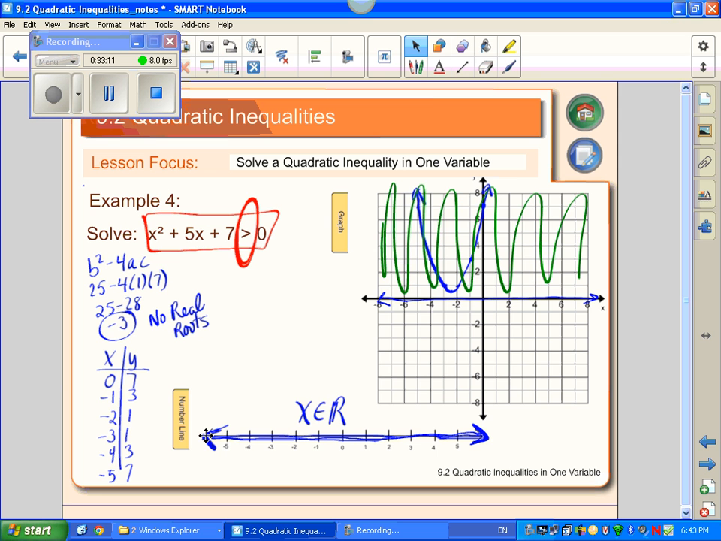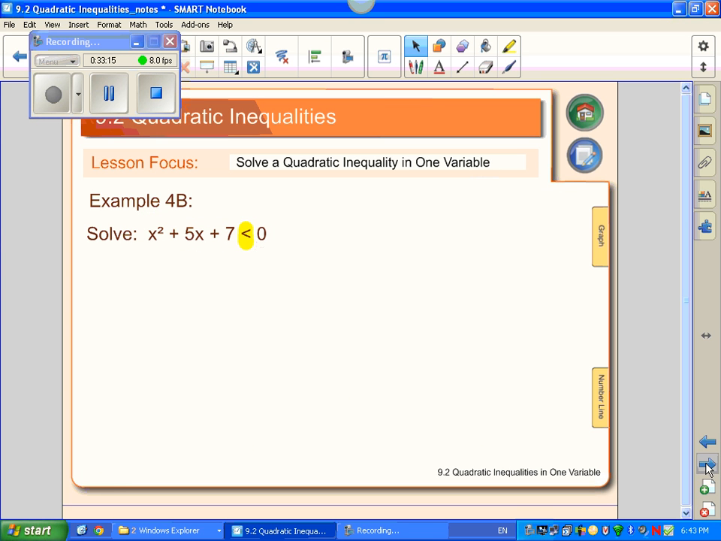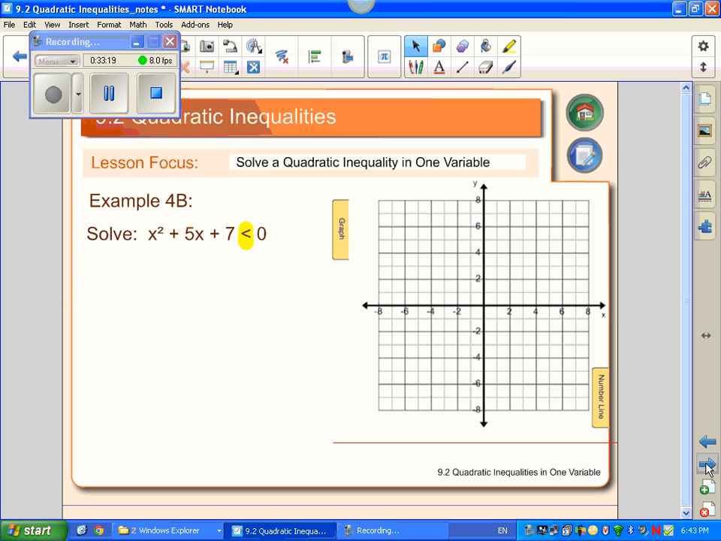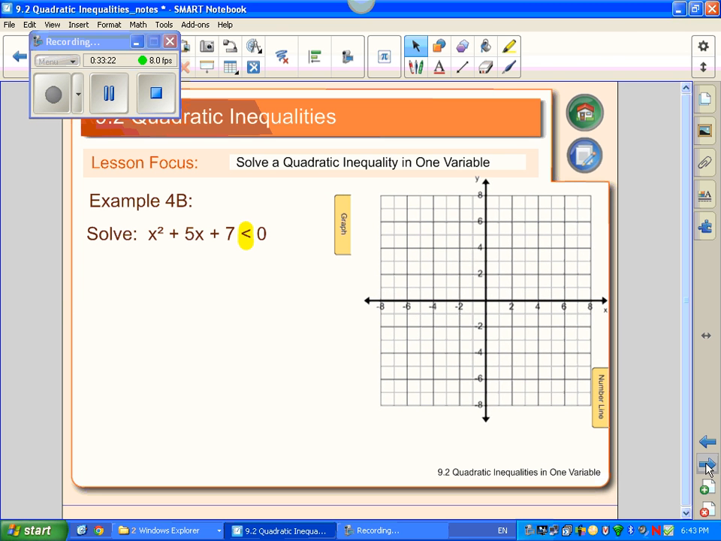Okay, we're going to take this same question and we're going to just do one little flip. What did I do? I changed the inequality. So again, here's where a graph comes into play. It makes this easy for us. I'm just going to sketch here though. Looks something like this. This question is asking, where is it less than 0? Where is it in this region?